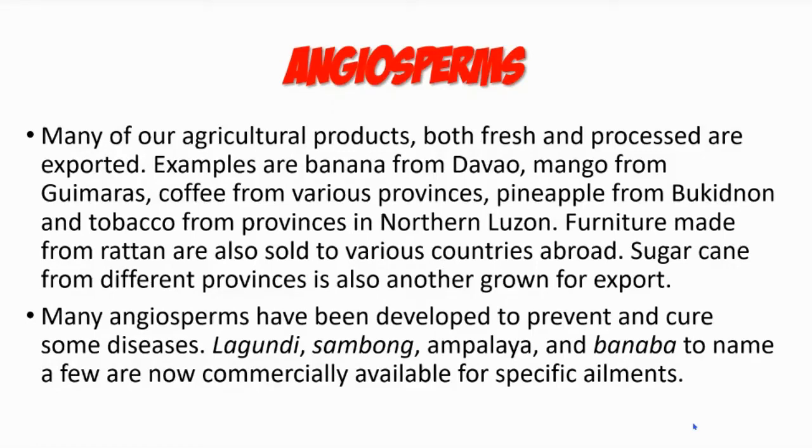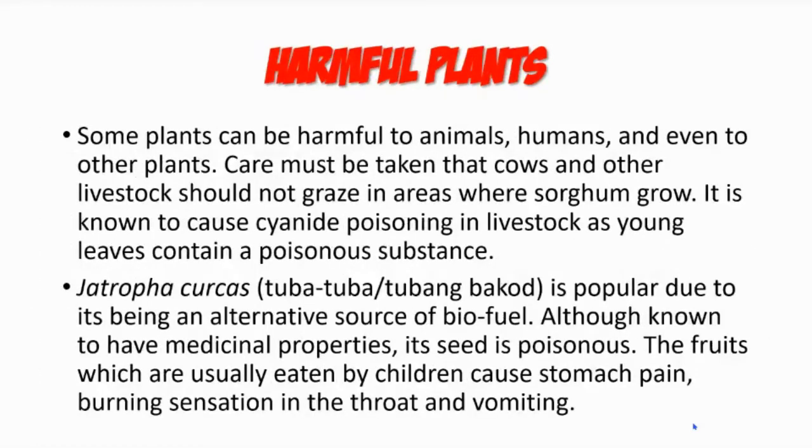And then in terms of harmful plants, no, some plants can be harmful to animals, humans, and even to other plants. Care must be taken that cows or other livestock should not graze in areas where sorghum grows, no. It is known to cause cyanide poisoning in livestock as young leaves contain poisonous substances.